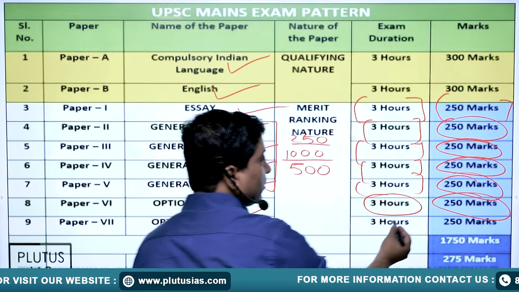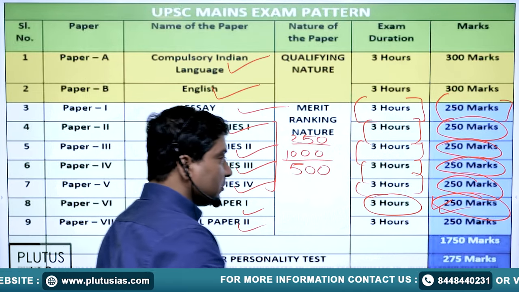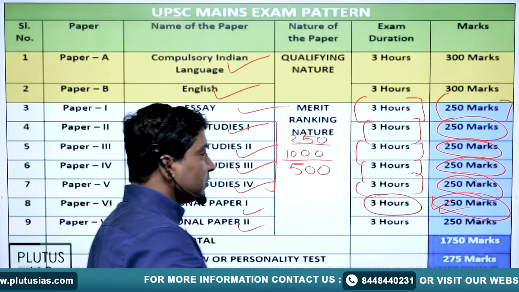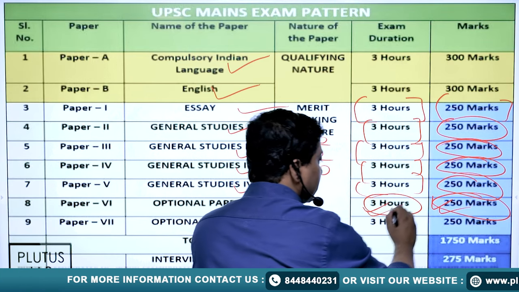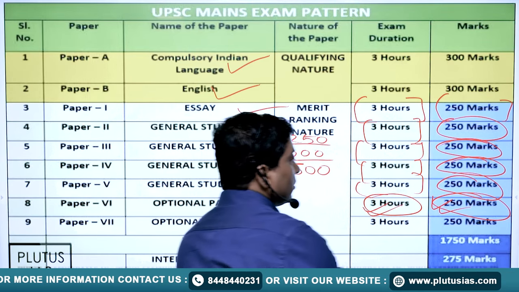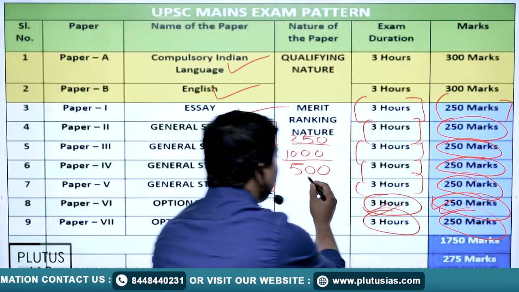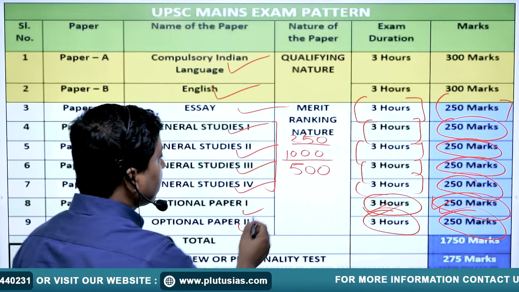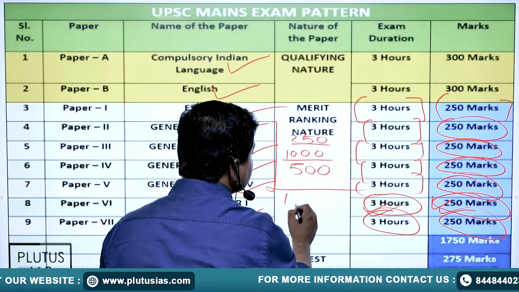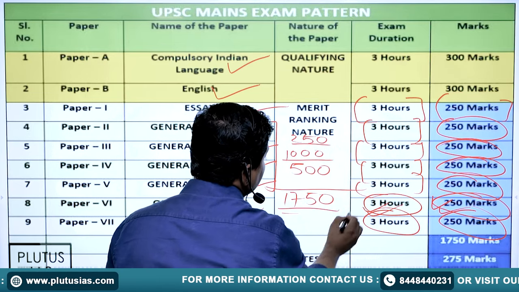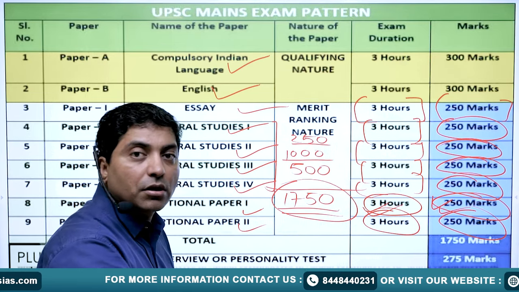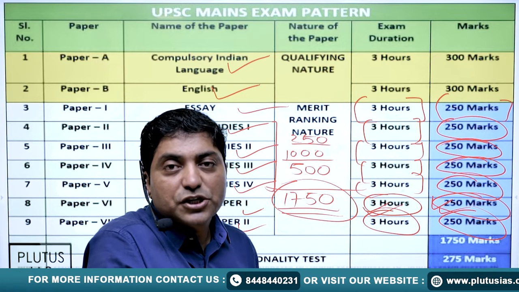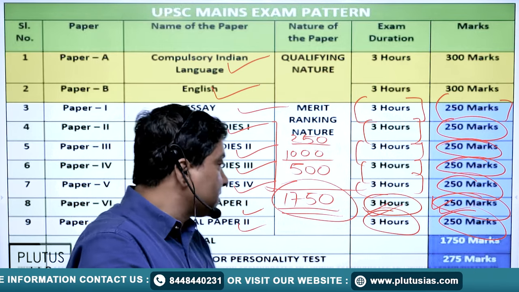So paper 1 has 250 marks for 3 hours, the time allocated is 3 hours. And so you have 500 marks. Now, if you look at it, these are the writing papers, and the entire 750 marks is actually allocated to the mains, right?